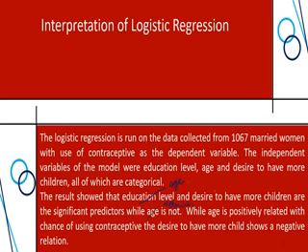Age is positively related, that means as age increases, the chance of using contraceptive also increases. The desire to have more children shows a negative relationship. That means if you have the desire to have more children, the use of contraceptive will decrease. So this is the concept that is used, and this is how we interpret the results of logistic regression.